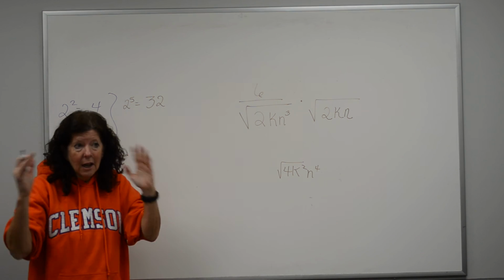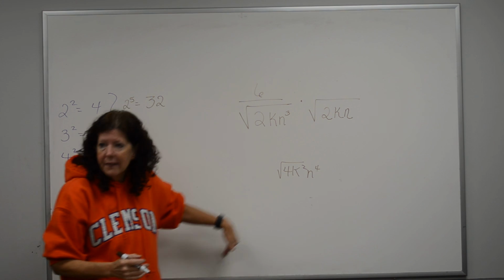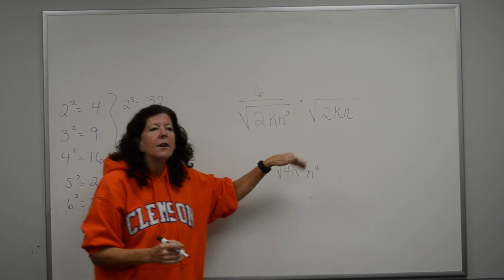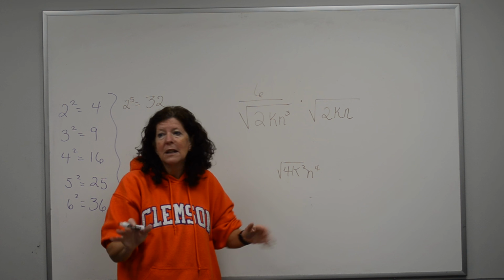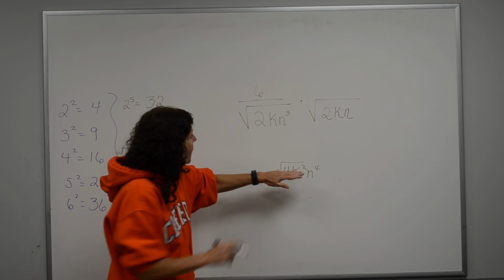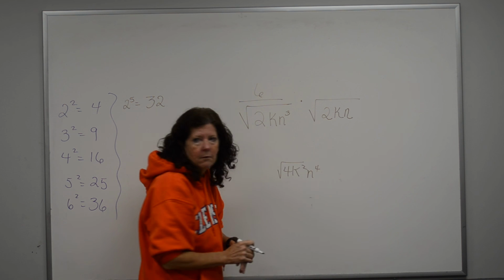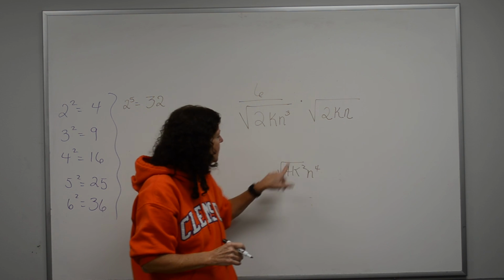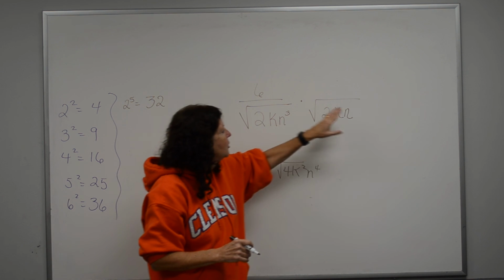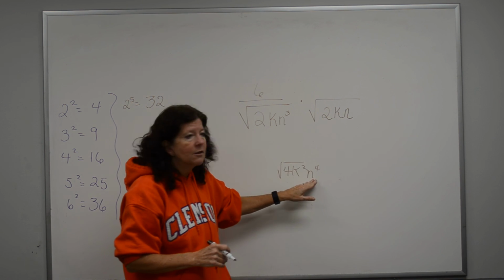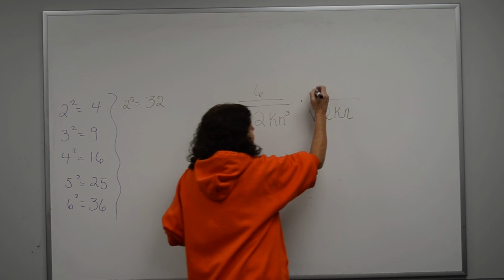I'm thinking ahead. What can I take an even square root of? If I have a 4, that's 2. If I have a k squared, that's k. If I have an n to the 4th, that's n to the 2nd, and my square root's gone. So then I go, how do I get from here to here? And that's how. 2 times 2 is 4. k times k is k squared. n times n cubed is n to the 4th. So that's going to give me top and bottom.